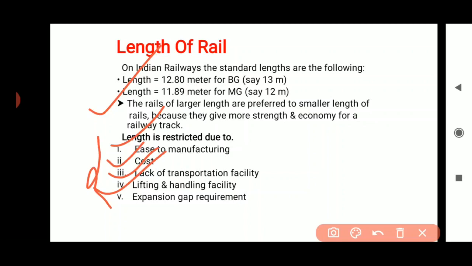The next is the expansion gap requirement. The more the length of rail, the more will be the gap required for expansion of rail due to temperature. However, the expansion is not proportional to the gap, because fastenings check the movement of rails. So expansion gap is not a serious limiting factor for the length of rails, but it affects it to some extent.